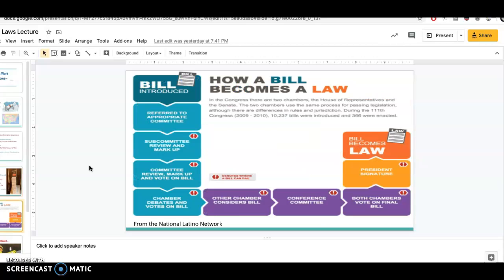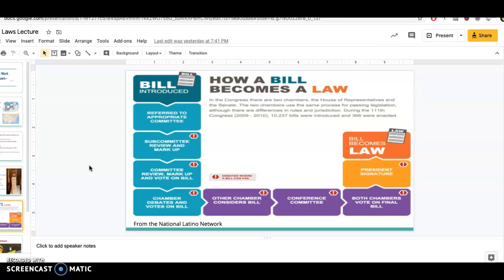So here's an infographic to make it really simple for how a bill becomes law. The bill gets introduced, goes to the right committee, they review and mark it up, and then the committee votes on the bill to decide if it gets to go forward. Then they send it to the House and Senate, they debate it and vote on it. Then if the House finishes it, it goes to the Senate. The Senate considers it, and everyone meets in a conference committee and decides from there.